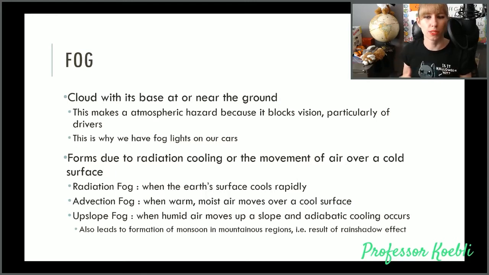And then we have upslope fog. Upslope fog is when you have your humid air moving up the slope of a mountain, forming adiabatic cooling. This occurs in mountainous regions like the Himalayas, the Rockies. And this also leads to the formation of monsoons, which in such areas affects the rain shadow. And these are all forms of radiation fog, which are all radiation caused fog, where you have radiation cooling or movement of air over a cooler surface.